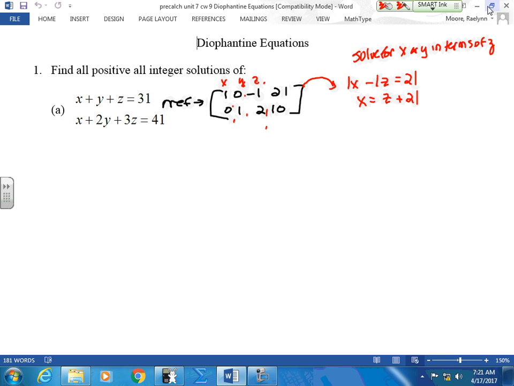I'm going to take the second equation. I'm just going to put a little box around this guy. I'm going to do this with the second equation. I have no x variable. I have a 1y plus 2z is equal to 10.